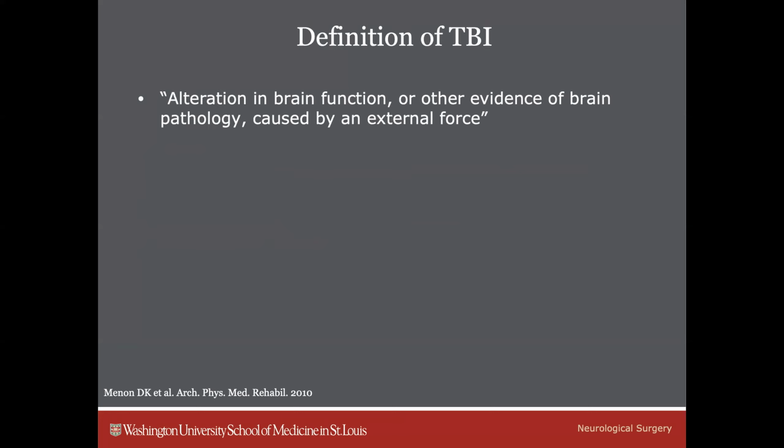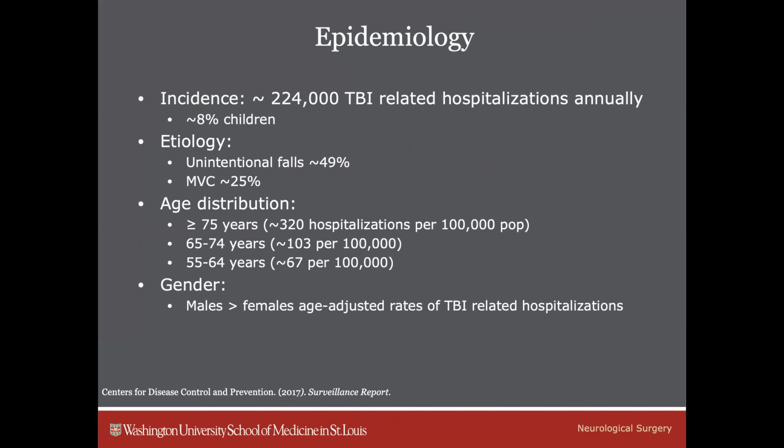So a simple way of looking at TBI is that it's an alteration in brain function or any other evidence of brain pathology that is caused by an external force. How common is TBI? Well, there are about 224,000 TBI-related hospitalizations in the US every year, out of which about 8% is children. And then the most common etiology for TBI among these 224,000 people is unintentional falls, which make up about half of TBI. And then the other quarter is motor vehicle collisions, as you guys are all aware of.